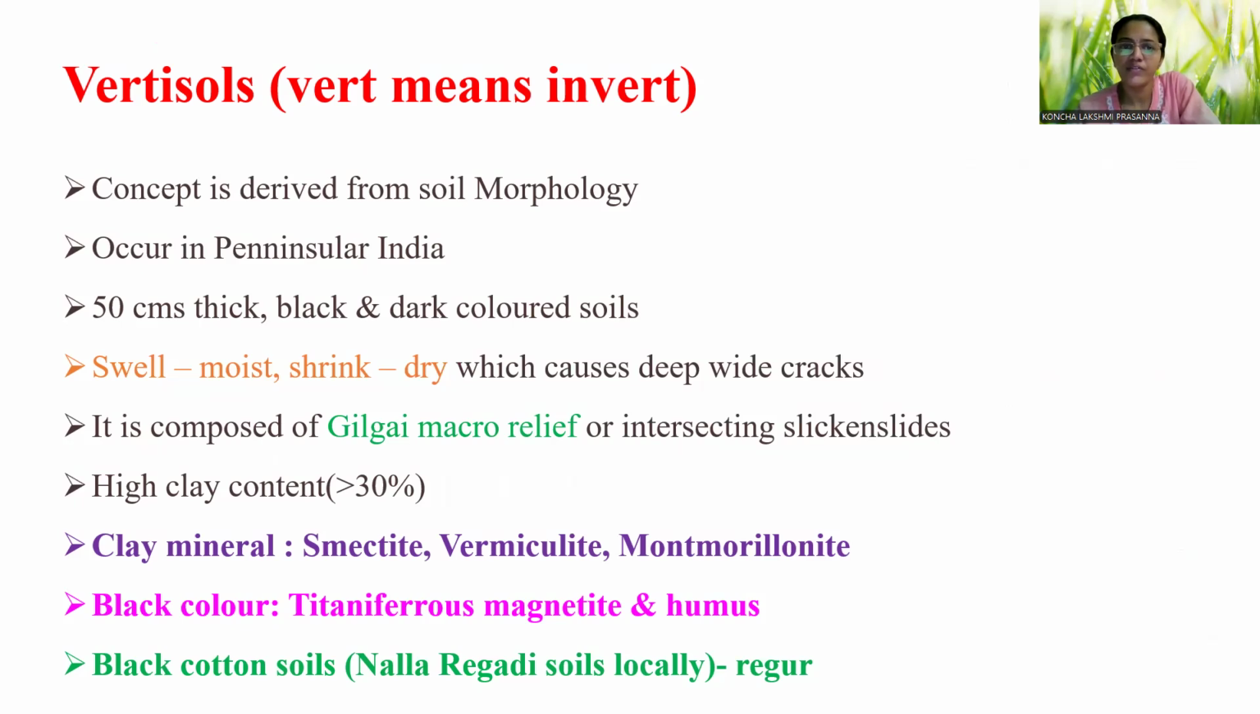It also has Gilgai macro relief and intersecting slickensides. The clay content is high, greater than 30%. The clay minerals present in these vertisols are smectite, vermiculite, and montmorillonite. These soils are very black in nature due to the presence of the mineral titaniferous magnetite and humus. They are known as black cotton soils as cotton is a major crop grown in them. That is why vertisols are also known as the black cotton soils.